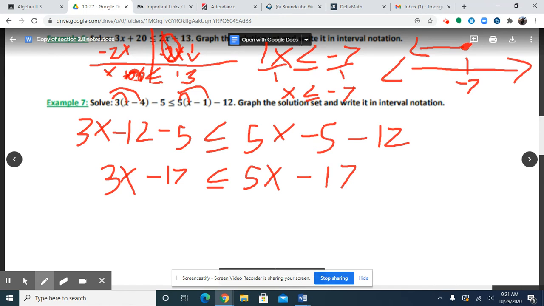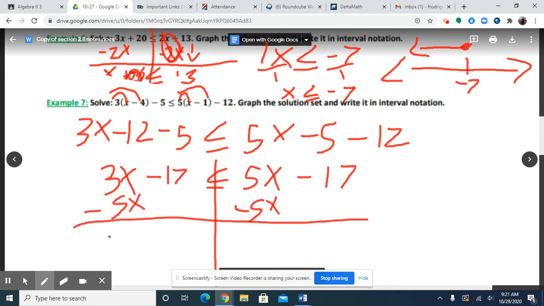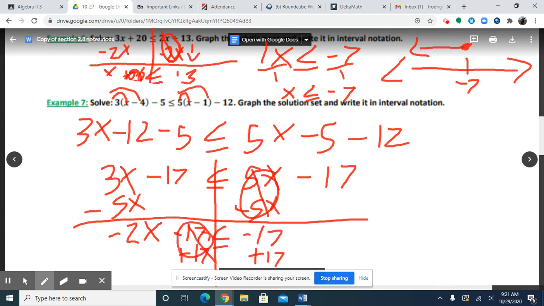So to solve this, we can start moving our equation around. So we'd subtract 5x on both sides. We'd be left with negative 2x. And then we'd add 17 on both sides. And what that actually causes is for both of them to cancel out. So we're actually left with negative 2x less than or equal to 0.